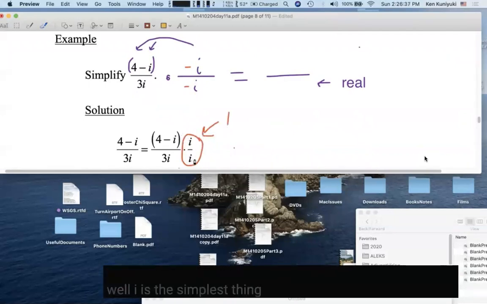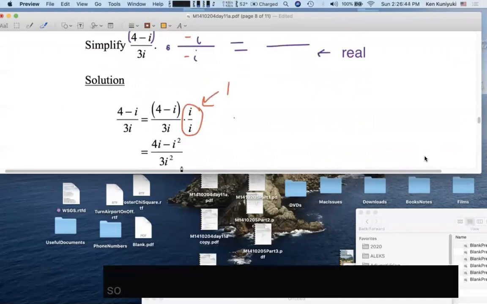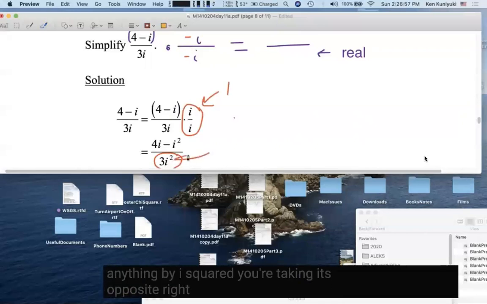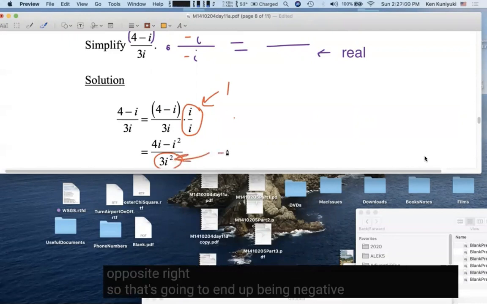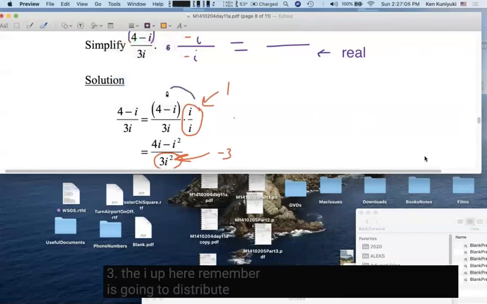Well, i is the simplest thing that we can multiply 3i by, so we get a real denominator. And why is that? So on the bottom, we're going to get 3i squared, which will be real. What's 3i squared going to be? Well, when you multiply anything by i squared, you're taking its opposite, right? So that's going to end up being -3. The i up here, remember, is going to distribute. That's one reason why the parentheses might be helpful. You don't need them technically, but they're sometimes helpful visually.